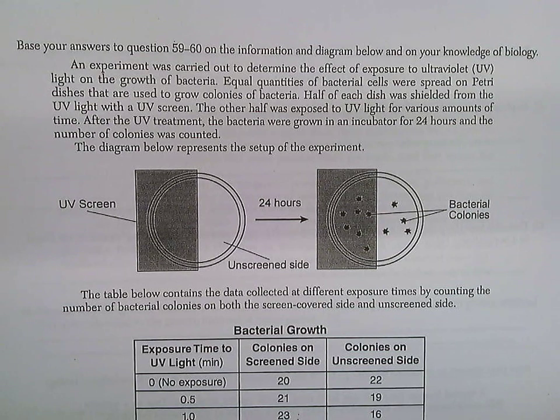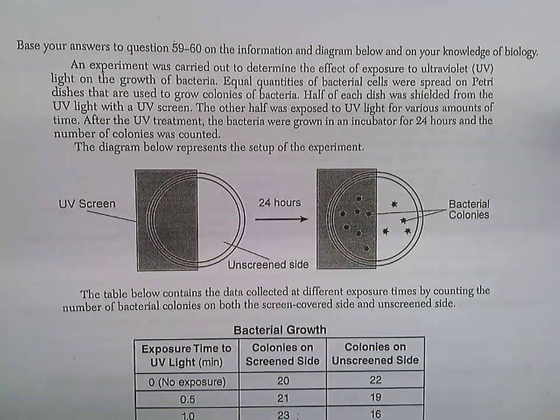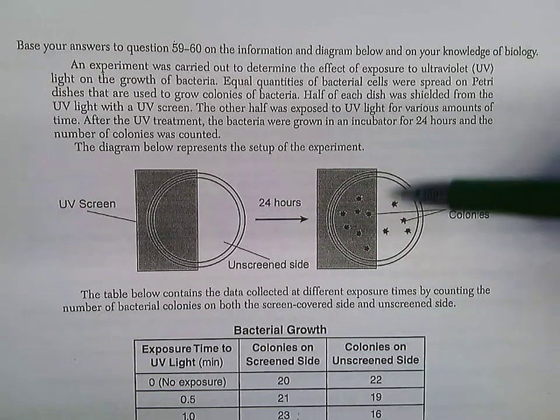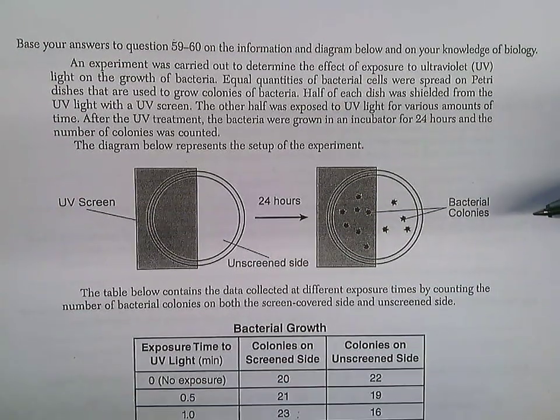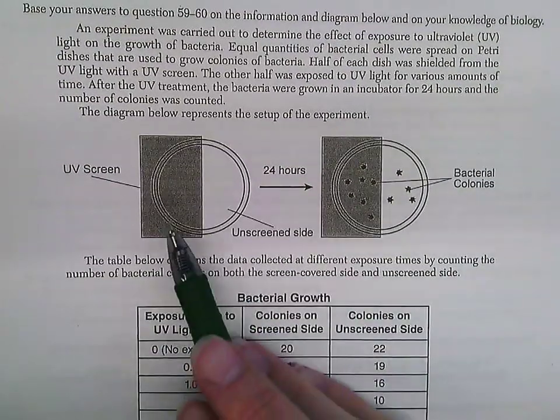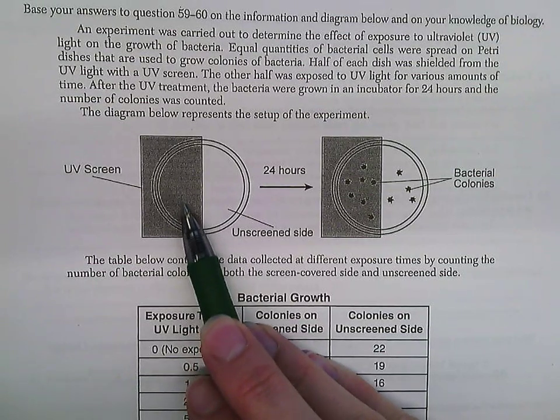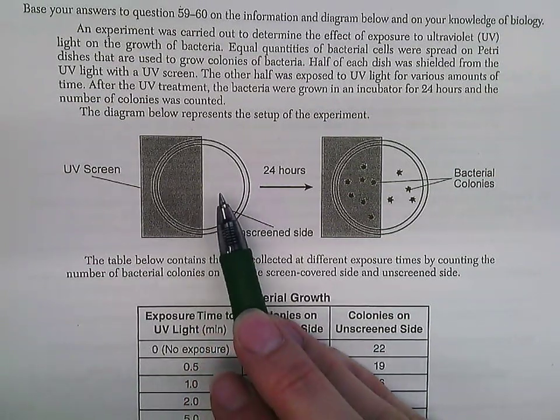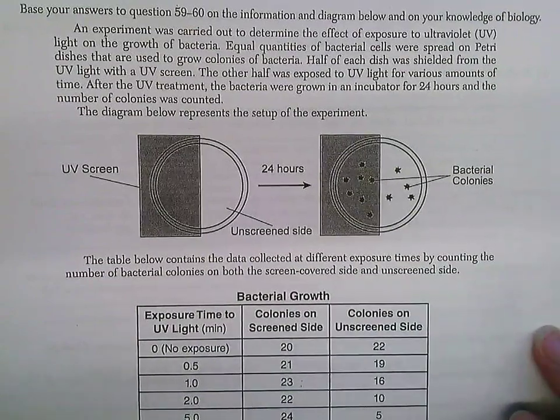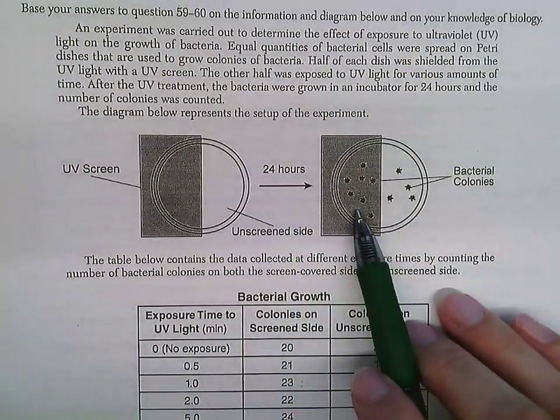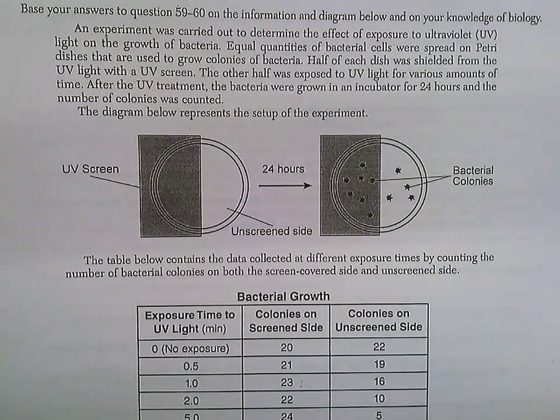The other half was exposed to UV light for various amounts of time. After the UV treatment, the bacteria were grown in an incubator for 24 hours and the number of colonies was counted. So this should seem really familiar from our bacterial experiment that we did. So the diagram below represents the setup. The difference between what we did and what they did is they shielded half of their petri dish from UV light and they exposed the other half of the petri dish to UV light. And then after 24 hours, they counted.